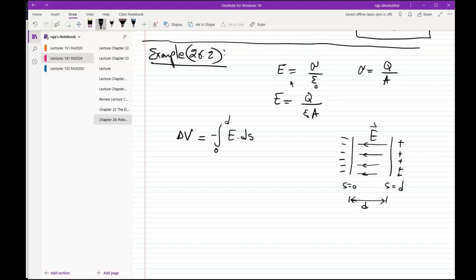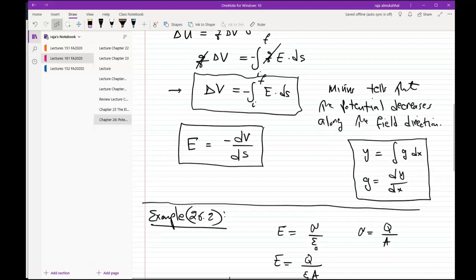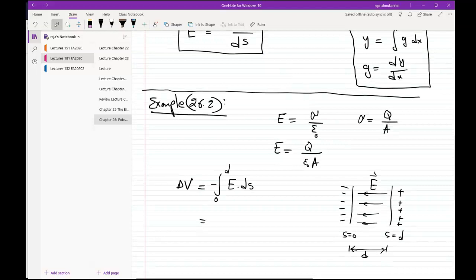Now remember, the minus sign tells me the potential decreases along the field. So we are going from the higher potential. Remember, the higher potential is here, let's say some value V naught, and at the negative plate the voltage is 0. Correct?